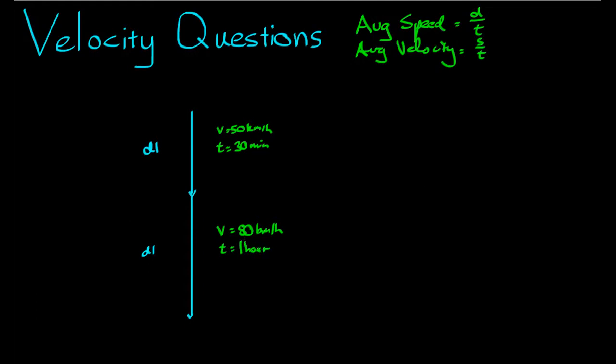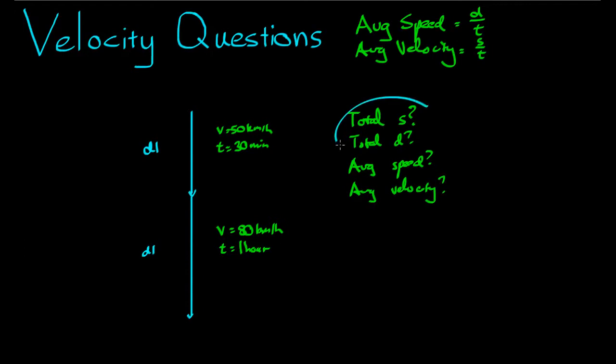The questions we're going to ask are, first of all, what is the total displacement? Then we'll find the total distance. Then we'll find the average speed. And then the average velocity.